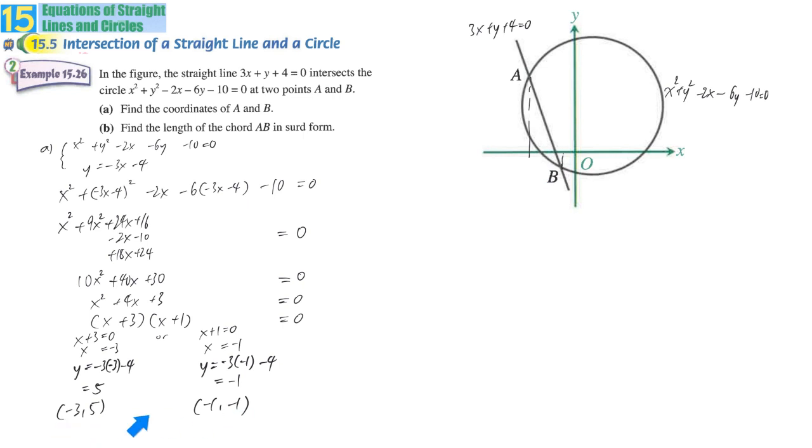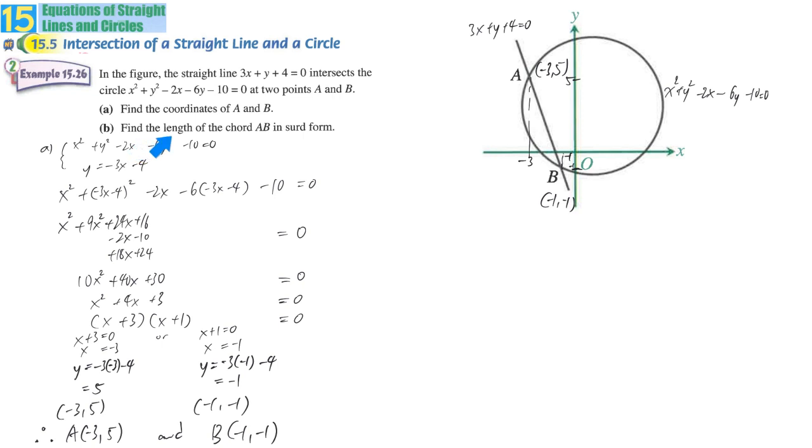So compare these two values. This is negative 3, while this position is negative 1. Therefore, B is negative 1, negative 1. A is negative 3, 5. Or you just compare their height. Point A is above the ground, the height here is 5. While point B is below the ground, the height here is negative 1. Therefore, we write down our conclusion. A is negative 3, 5. And B is negative 1, negative 1.